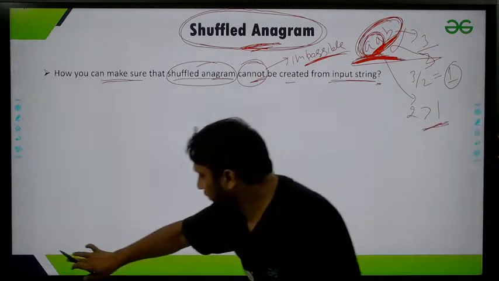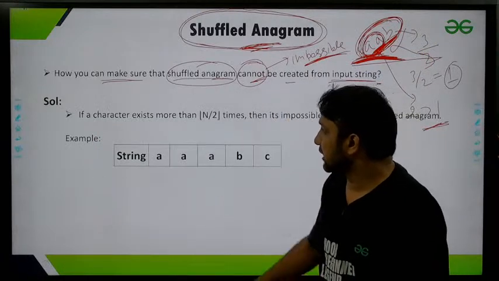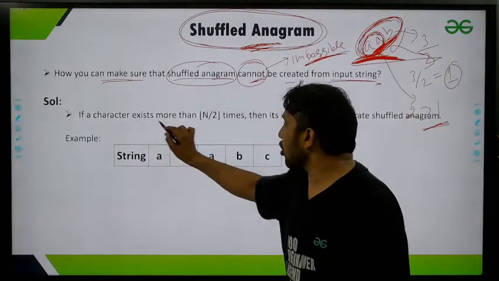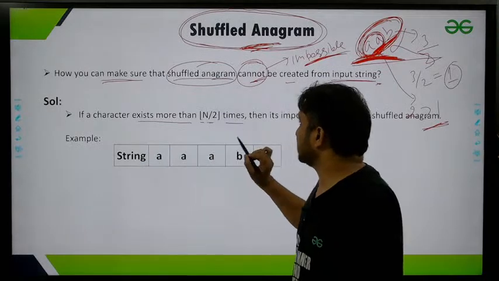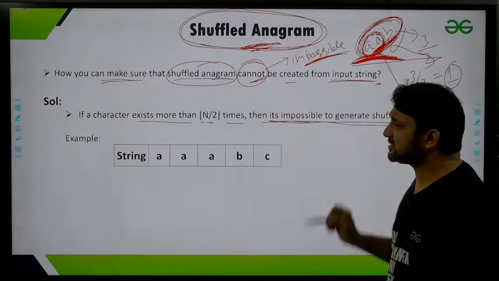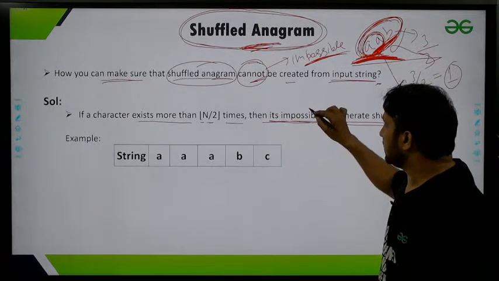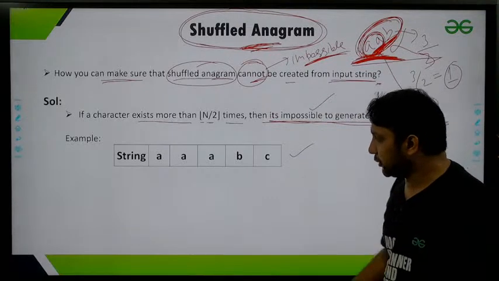Let me write the solution here itself. So the solution is, if a character exists more than the lower bound of n by 2 times, then it is impossible to generate the shuffled anagram. Why is this solution working? Let me take an example and explain to you.